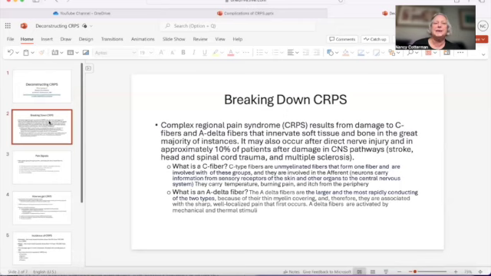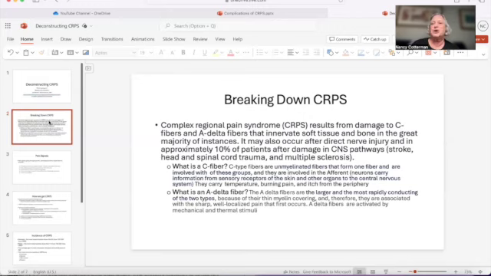So let's break things down. Complex regional pain syndrome, or CRPS, results from damage to C fibers and A delta fibers that innervate soft tissue and bone. In the great majority of instances, this is the cause of CRPS, 90%. 10% of patients have damage to the central nervous system pathways, such as stroke, head injury, spinal cord trauma, or multiple sclerosis.